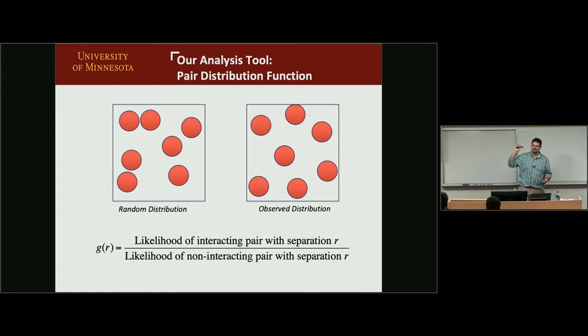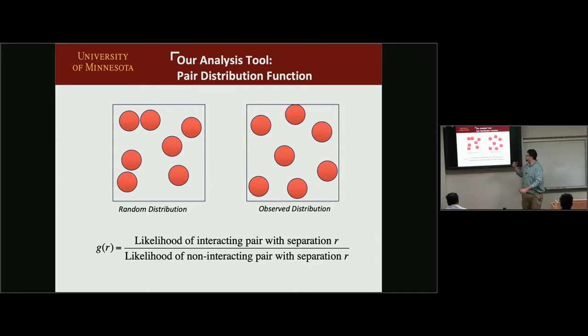Has anybody heard of a pair distribution function or a self-correlation function? Okay, so I hadn't either. And it's really, I think, the right tool for the job when you have a complex collection of agents that are all interacting with each other independently. So the high-level idea is we have some distribution that we're observing in our data set, and we have some other distribution which is what you'd expect by random. So if we're a physicist, the observed distribution might be a collection of particles in a gas, and the random distribution would just be whatever, if completely mathematically random. And we're going to compare the observed distribution to a random one.